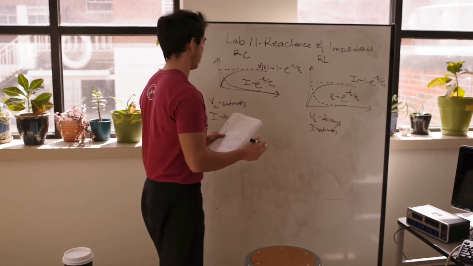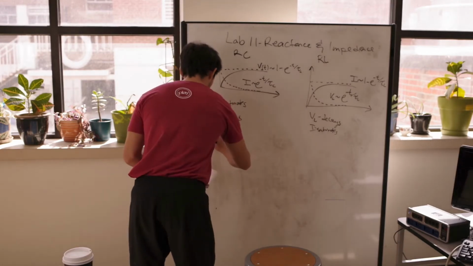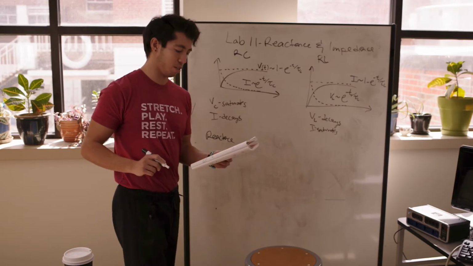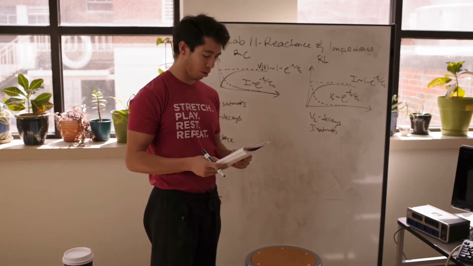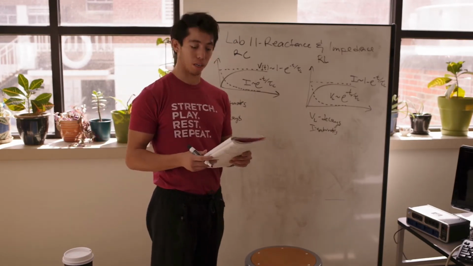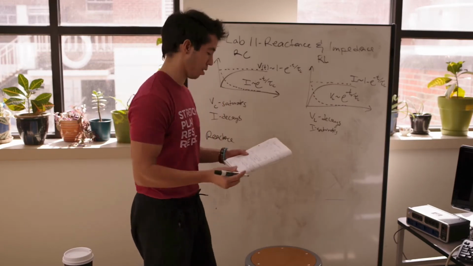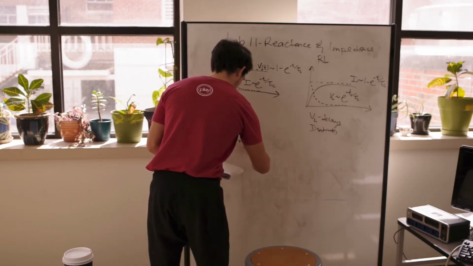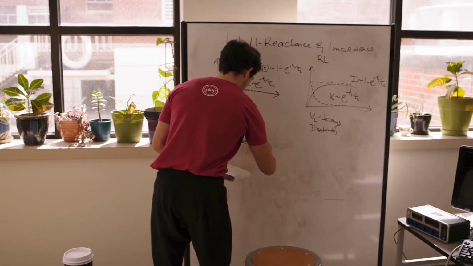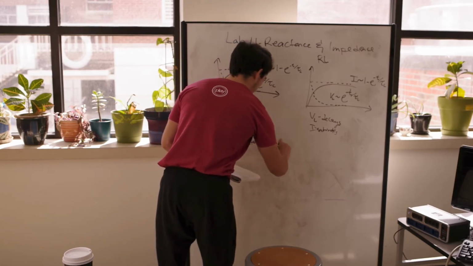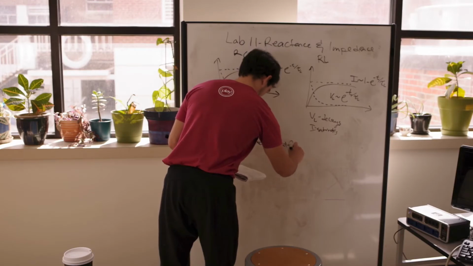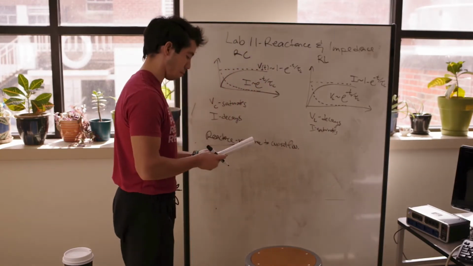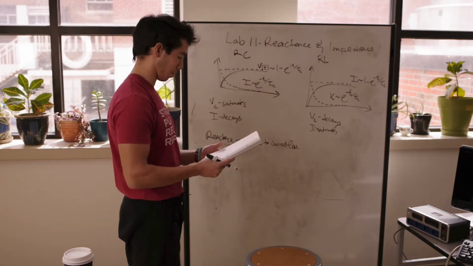So what is reactance? Reactance is defined as the resistance to current flow, which is based on the time-dependent current response of both the inductors and the capacitors. In short, I'll just write here: resistance to current flow. So reactance is similar to the concept of resistance in resistors.